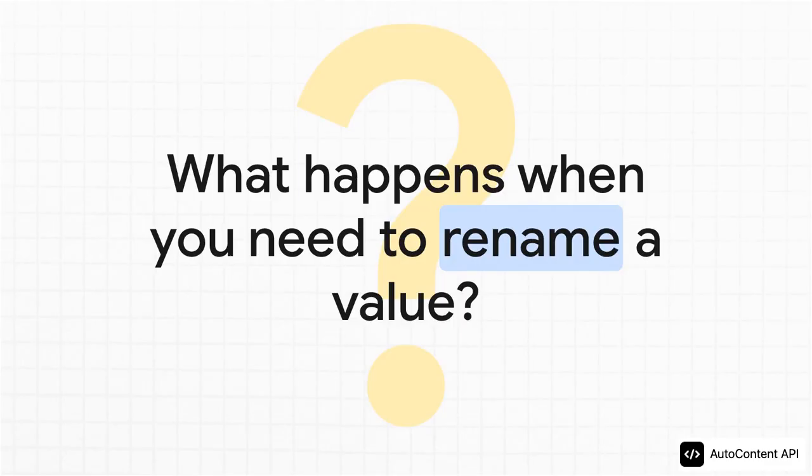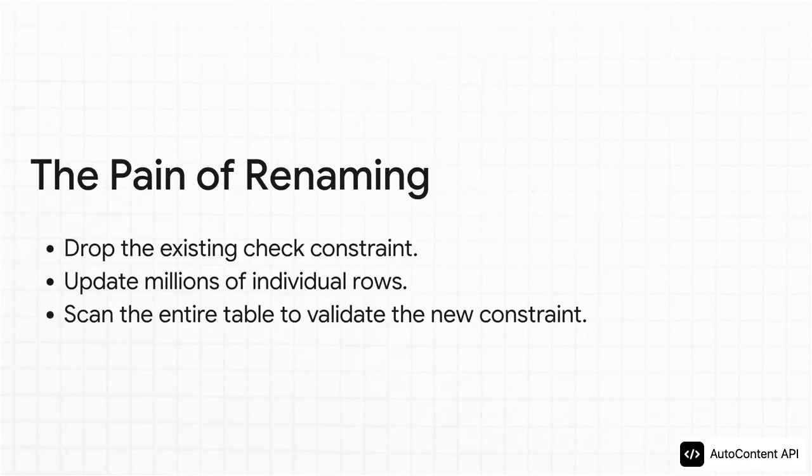What happens when your boss strolls over and says, hey, we need to change pending to awaiting approval? With the simple string method, this tiny little text change turns into a massive database locking operation. Just look at the amount of work involved here. You can't just change the rule. Oh no. First, you have to completely drop the old check constraint. Then, you have to run a huge update command on every single row that has the old value. On a table with millions of rows, that is going to be slow. And then, finally, you have to add the new rule back, which forces the database to scan the entire table all over again just to make sure everything's still valid. It is painful, it is inefficient, and it bloats your table.